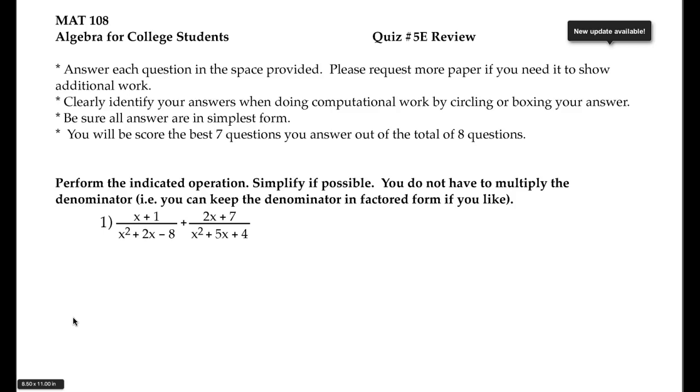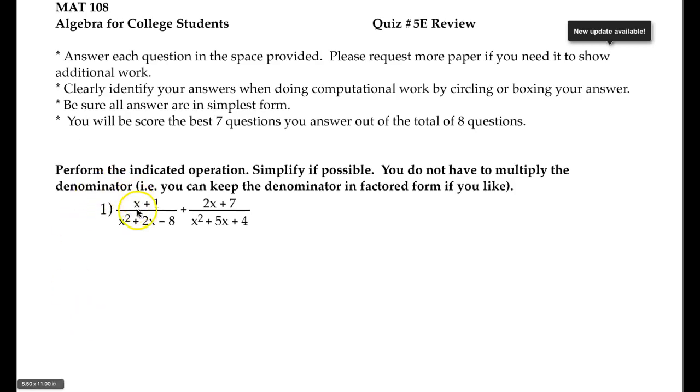We have 24 problems here on the review. Please know that whatever quiz you have, you won't necessarily be doing all 24 of these problems, but any one of these 24 could show up on your particular quiz. So it's important that you learn the concepts behind all of them so that no matter which type of problem you get, you know how to do it. All right, so let's start with question number 1.